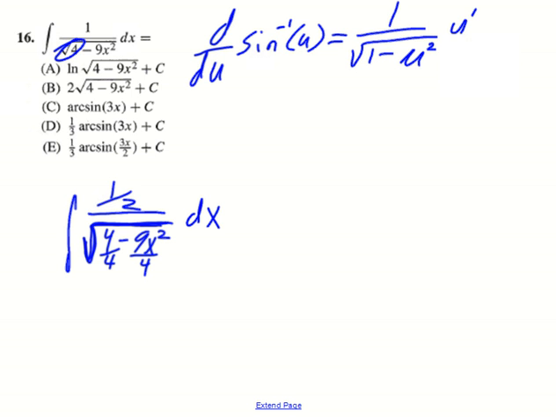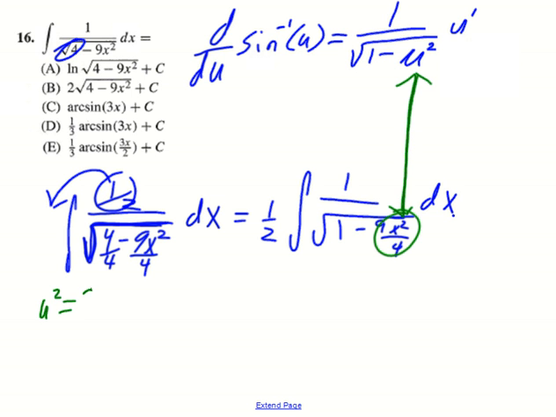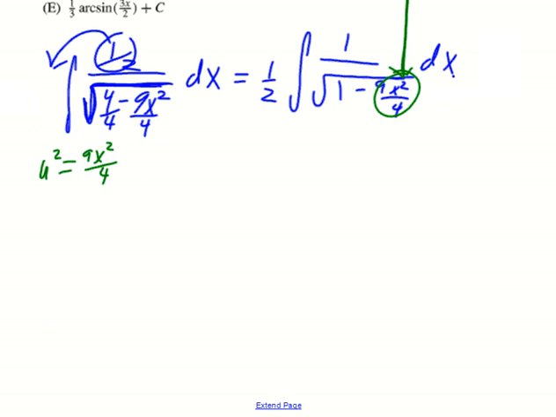with respect to x. So now what I have is 1/2. I'm just going to pull this 1/2 off the top and out front. So that's my 1/2 times the integral of 1 over the square root of 1 minus 9x squared over 4. Okay, and if we remember, this position right here in the derivative is a u squared. So u squared needs to be the same as that. So u squared should be 9x squared over 4. And if I take the square root of both sides, that'll give me that u should be 3x over 2.